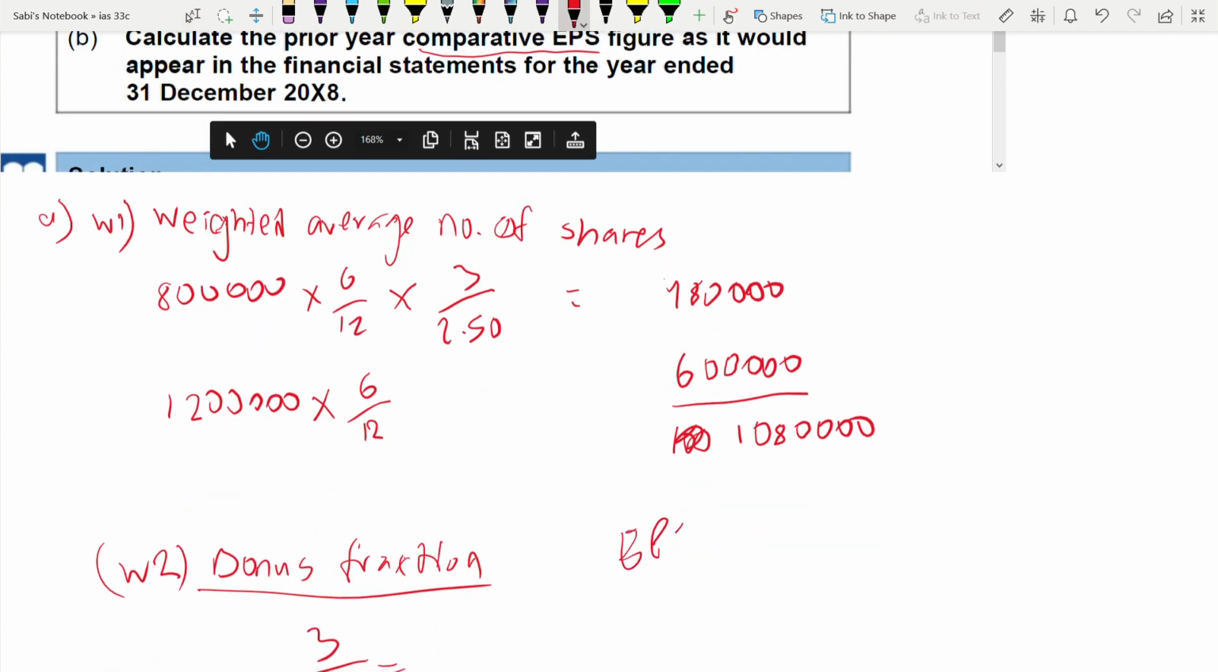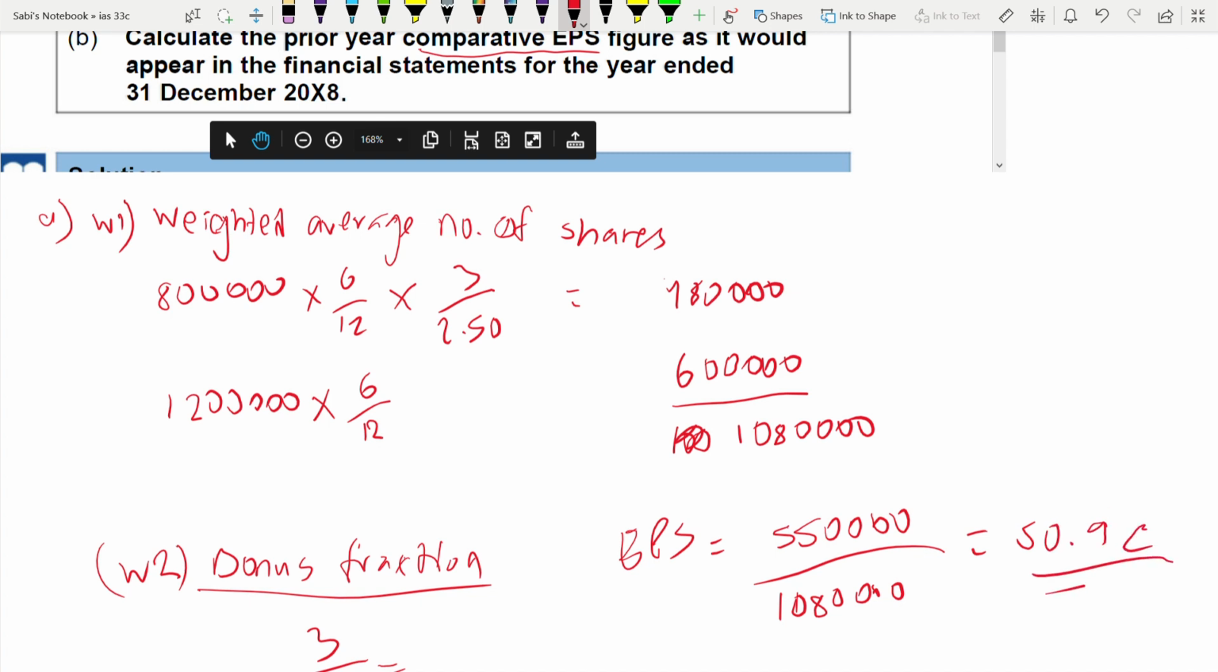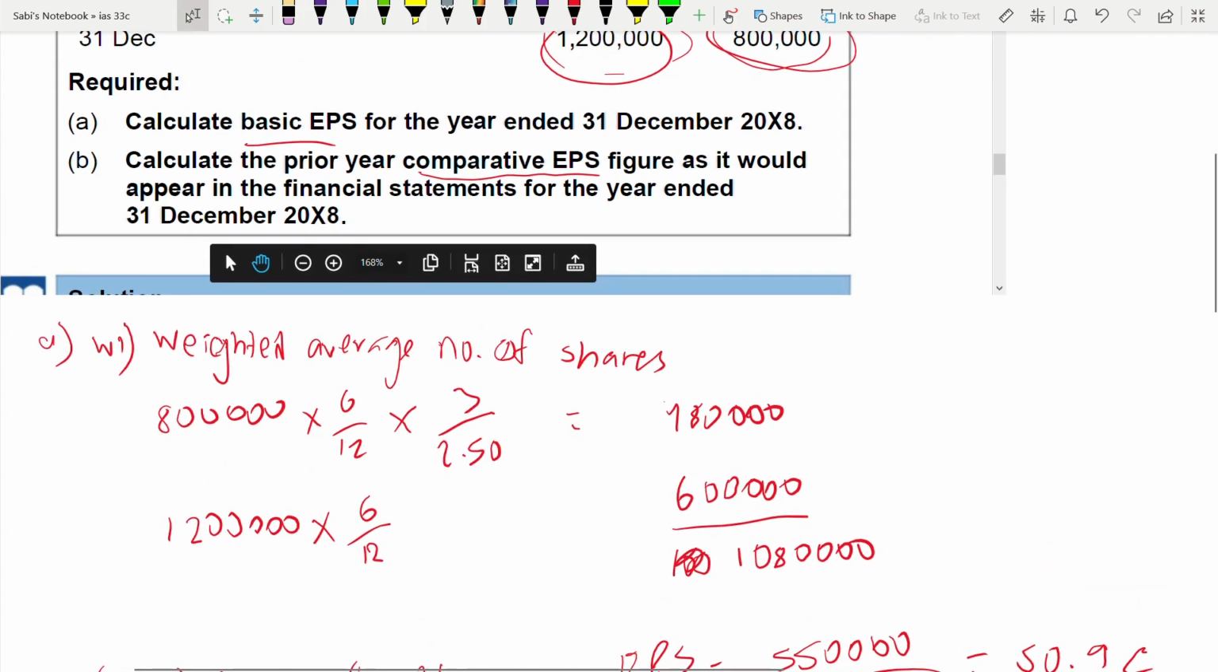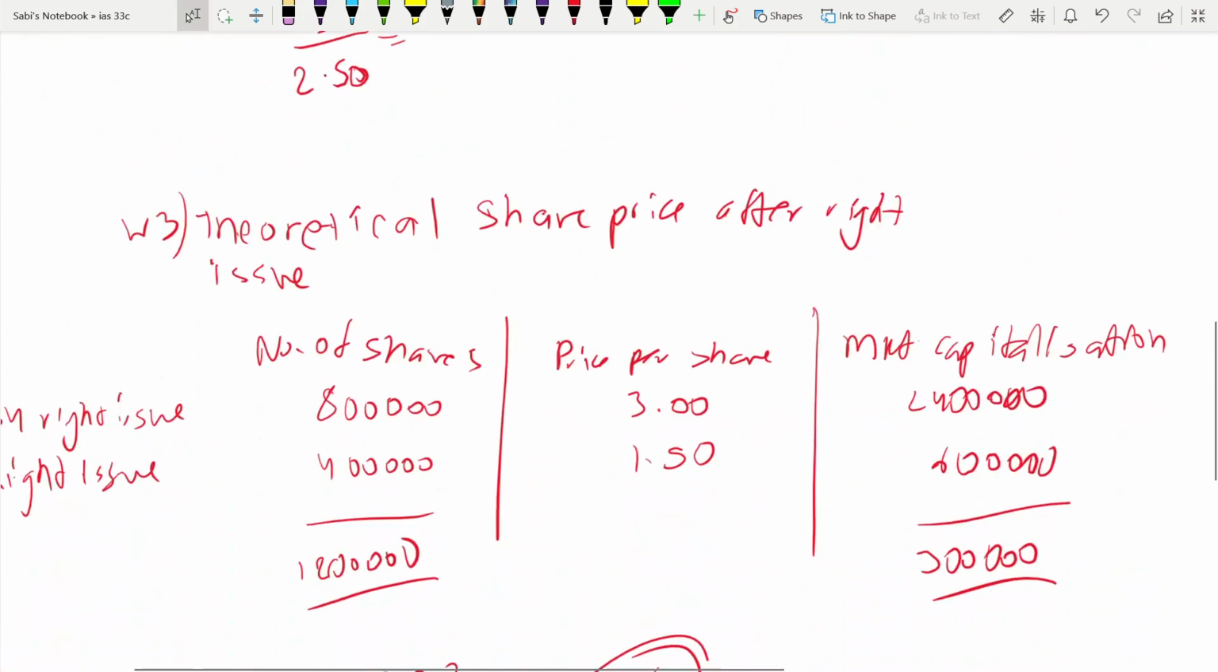Now you have to find the EPS. So EPS will be profit. Profit is 550,000 for 2008. And now you have got this share. Put it here. The weighted average number of shares, which will be equal to 50.9c. This is your EPS. Okay. Now we are moving on to part B. Part B is calculate the prior year comparative EPS.